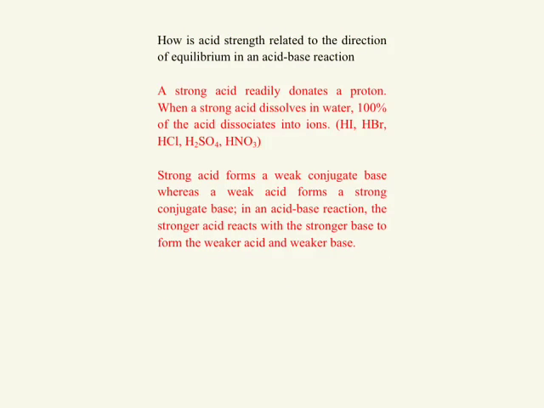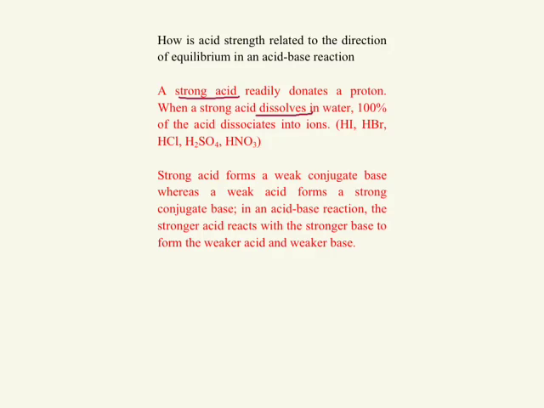Acid and base strength. How do we differentiate between a strong acid or a weak acid? A strong acid readily donates a proton, which means when a strong acid is dissolved in water, 100% of the acid dissociates into ions. Hydrogen iodide, HBr, HCl, H2SO4, and HNO3 (hydroiodic acid, hydrobromic acid, hydrochloric acid, sulfuric acid, and nitric acid) are examples of strong acids.